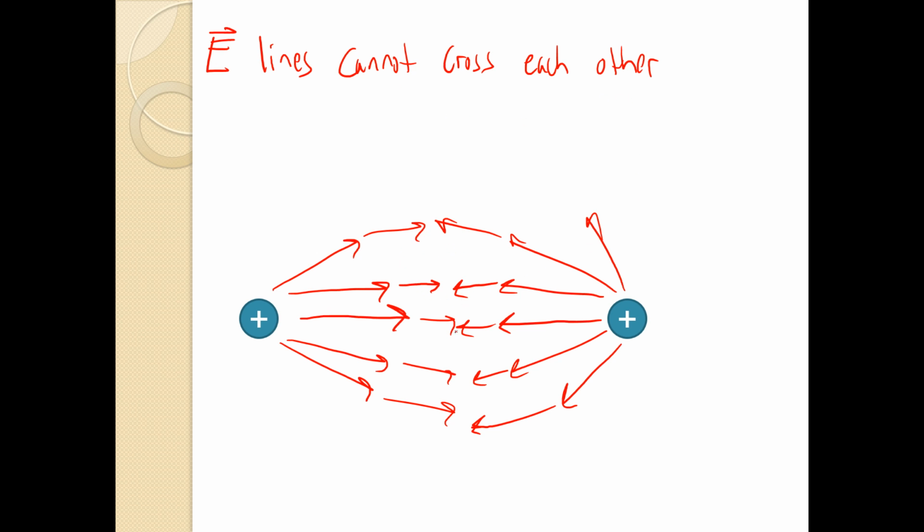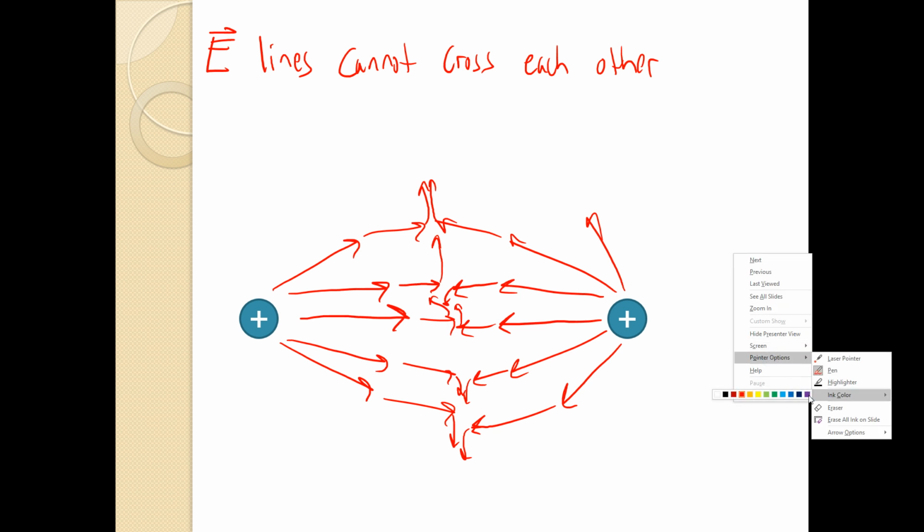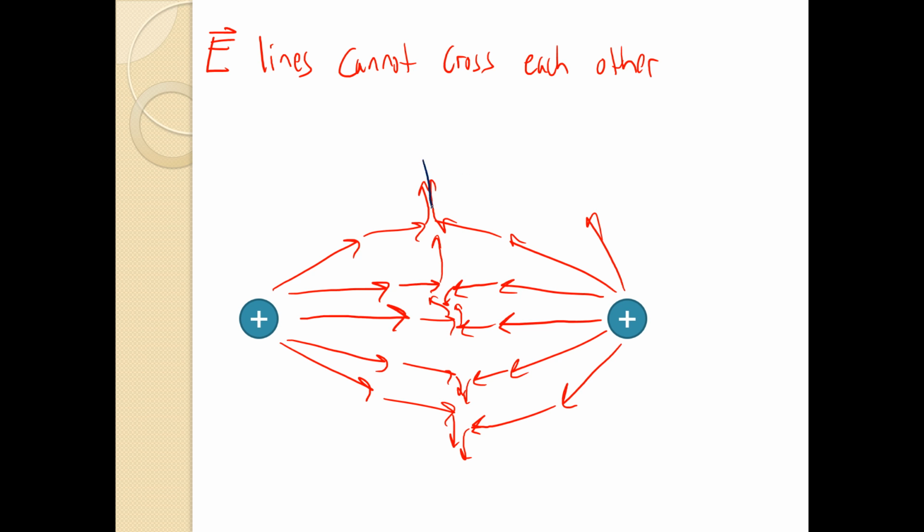Since they can't cross into each other, when these field lines hit, they just skirt around each other and get pushed around. They have to find a way to avoid each other without crossing. So they effectively create this barrier between the two charges that they cannot cross.